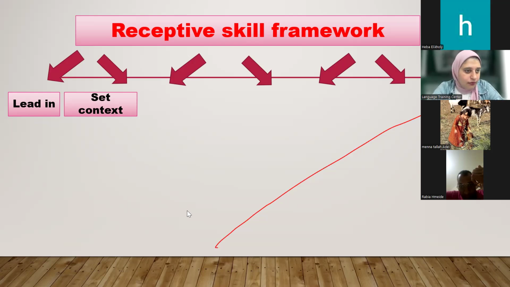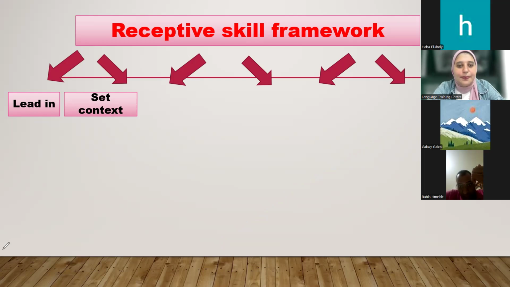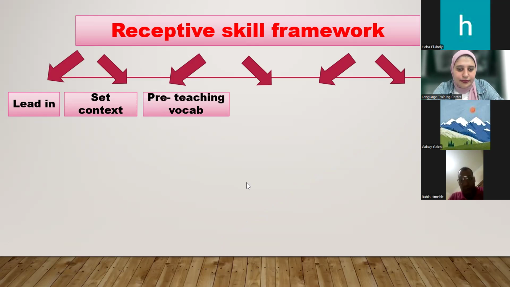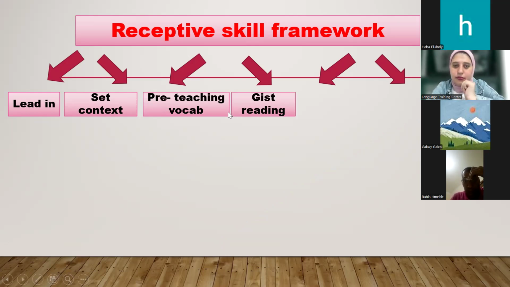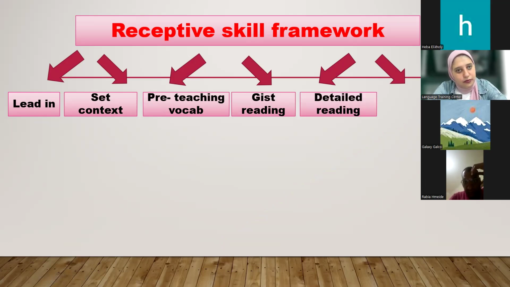Siham wrote, I'm just reading what she did. Yes, pre-teaching vocab. And do you need to explain the vocab or just do a task? Yes, it's like a task. Nice. So what's next? Yes, reading for gist. Nice. And what's after that? Reading for specific or maybe detailed reading. And what's after this or that? They are the same? No, they are not.